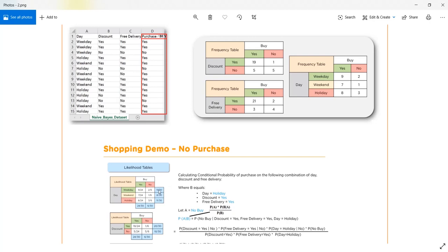What is this 11 by 30? This is the probability of weekdays. We have 9 plus 2, 11, so we have a total of 11 weekdays in those 30 day observations. We have a total of 8 weekends and a total of 11 holidays in those 30 days of observations, so this is 11 by 30. So this blue cell is the unconditional probability and this is the conditional probability.